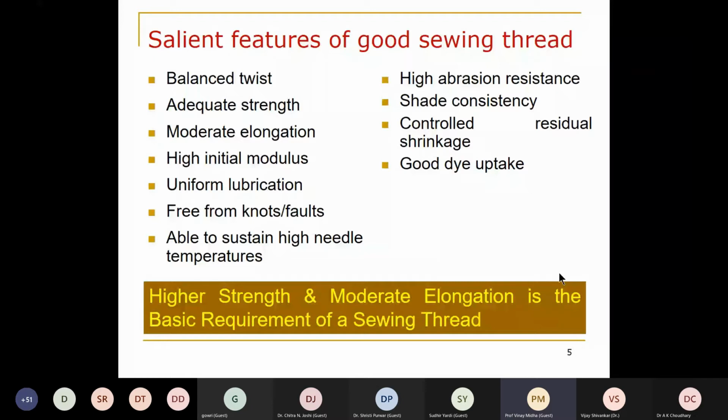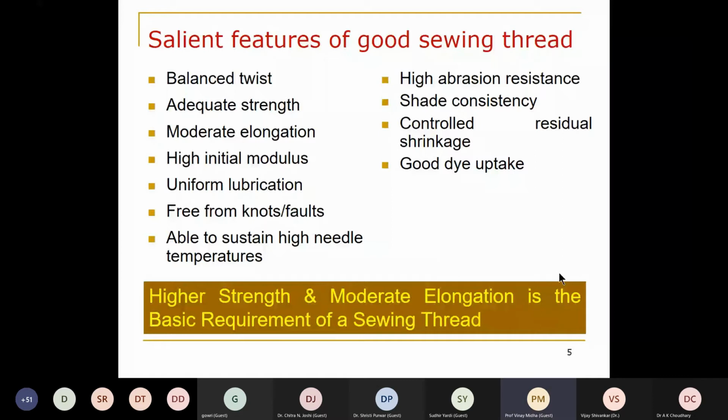Then it should be free from knots and faults. Then it should be able to sustain high needle temperatures also. These lubricants help increase the properties of the thread so that they can sustain these particular levels of temperature. Certain lubrications also have a cooling effect during the passage of the sewing thread through the needle eye.